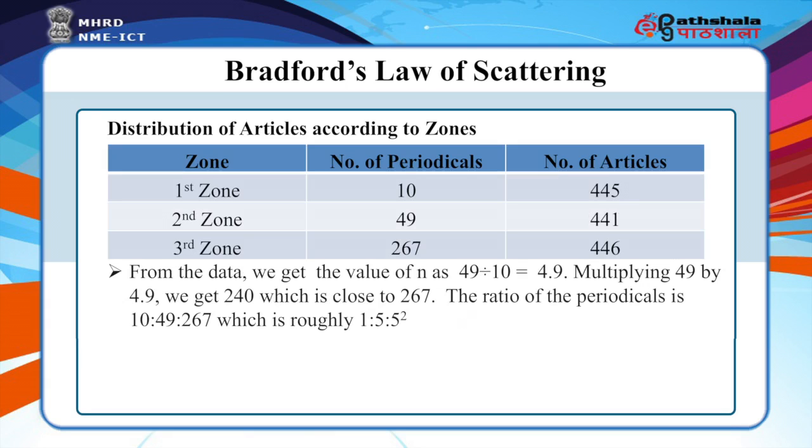From the data, we get the value of n as 49 by 10 is equal to 4.9. Multiplying 49 by 4.9, we get 240, which is close to 267. The ratio of the periodicals is 10 is to 49 is to 267, which is roughly 1 is to 5 is to 5 to the power 2.